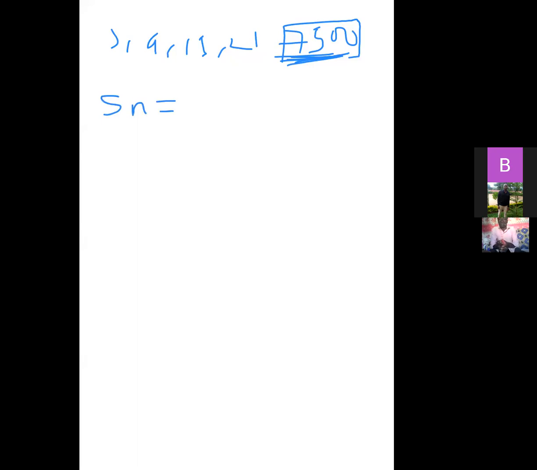We have 3, 9, 15, 21, then 75 is the sum. This is the sum, not the nth term. This 75 is the sum. So if you are beginning, we normally use the formula: Sn, the sum of the n terms, is given by n over 2 into brackets 2a plus (n minus 1)d. This is for the sum, and you have been given this sum.